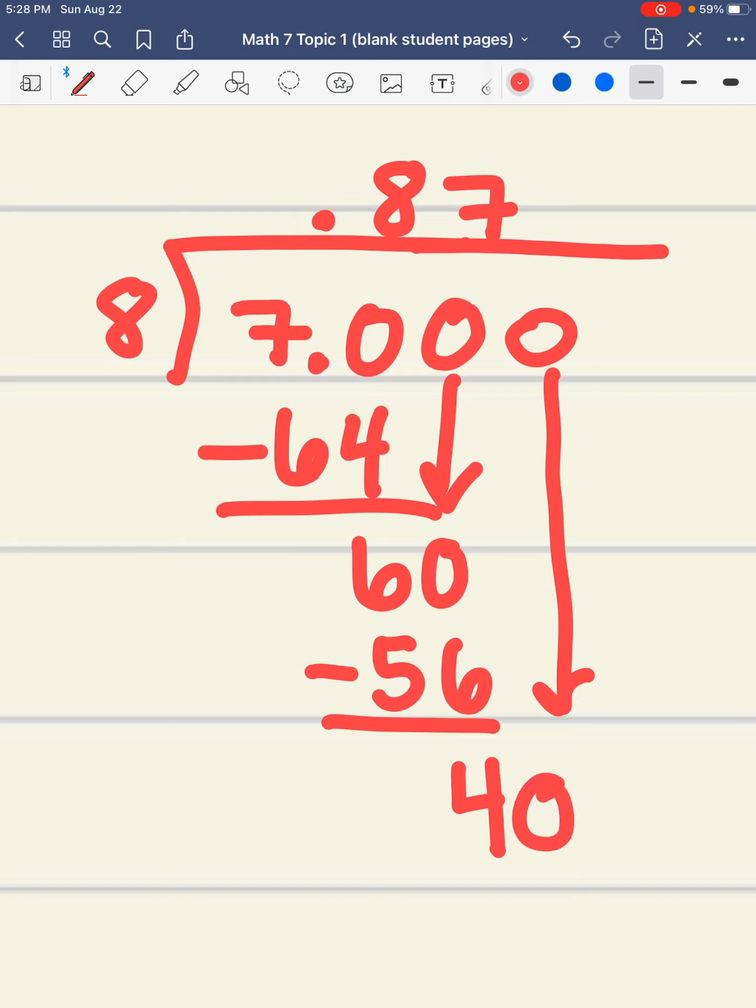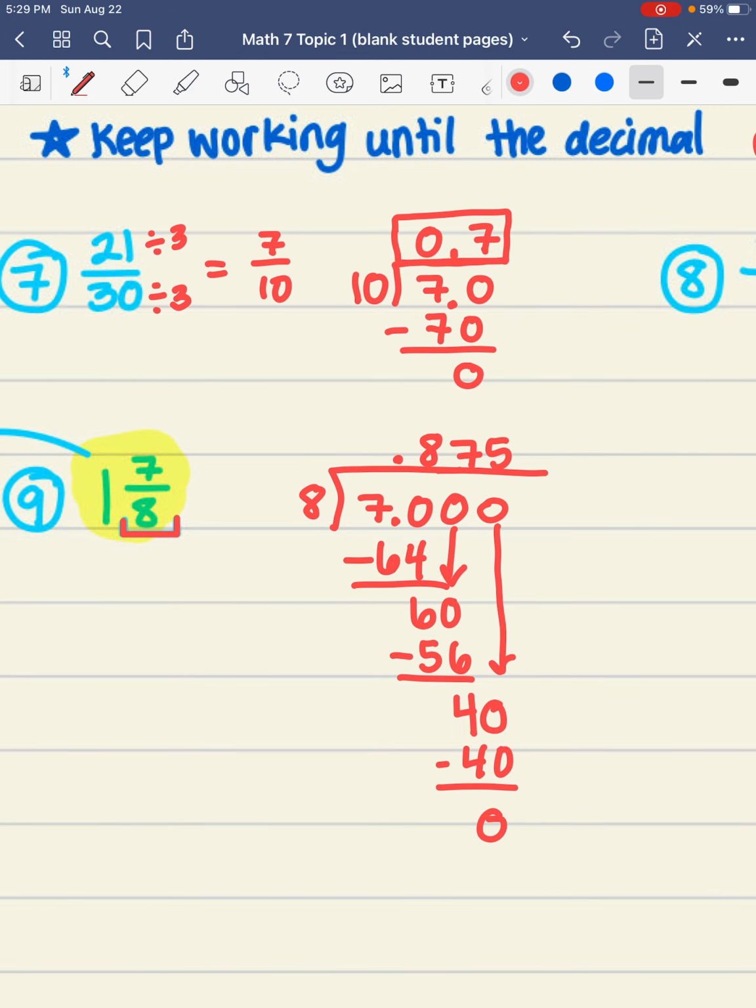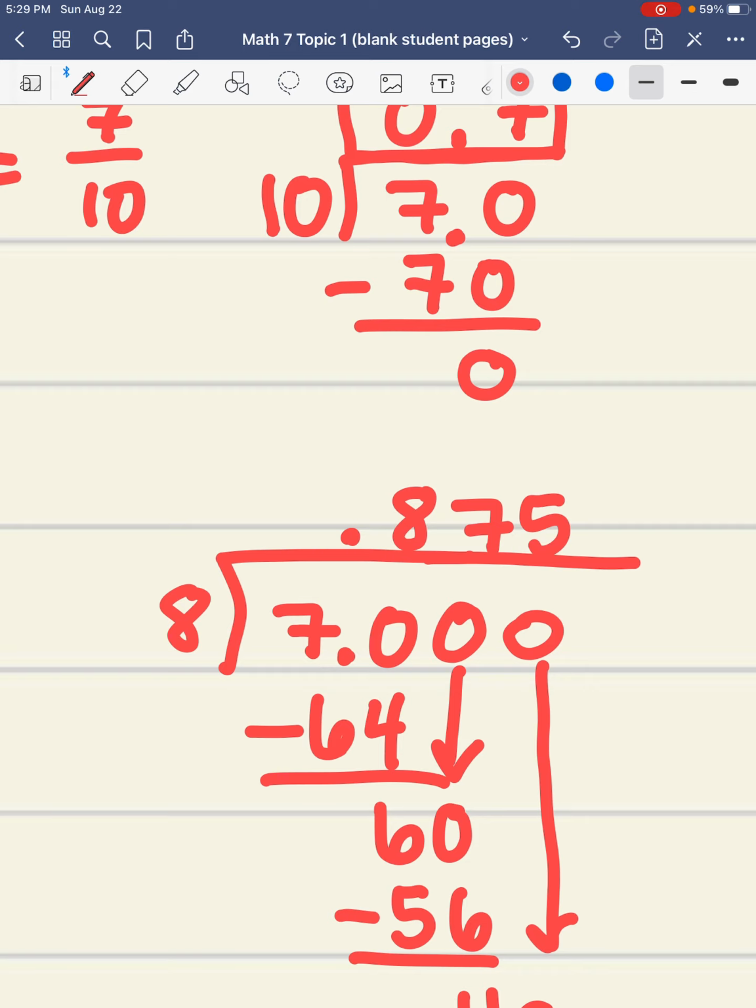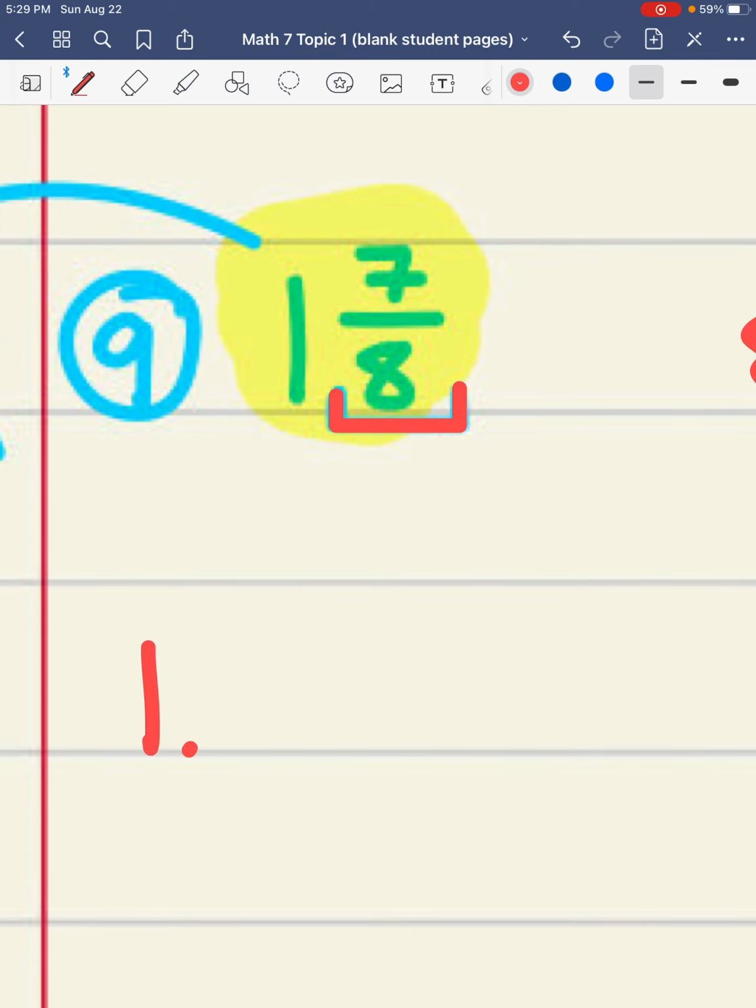Can 8 go into 40? Yes, it can. 8 times 5 is 40. So there is no remainder. So that means that this fraction now ends. Now, our answer isn't just 0.875. Remember, we had that 1. So I'm going to write my answer as 1.875.